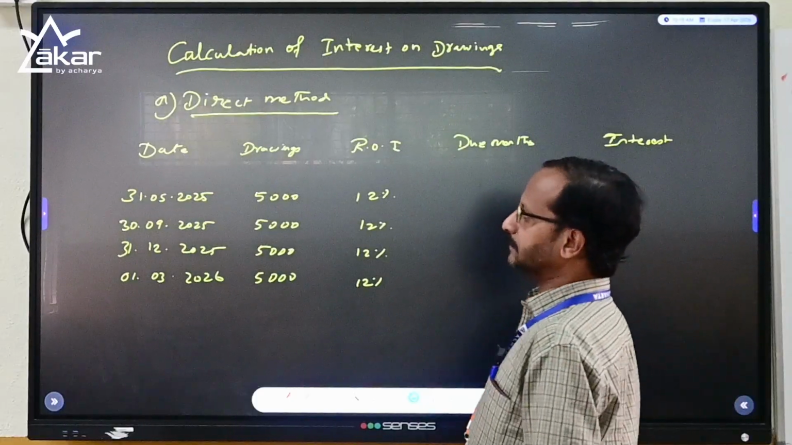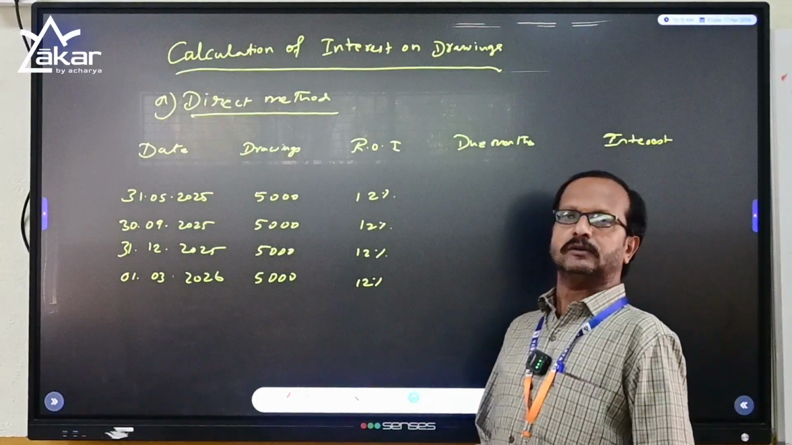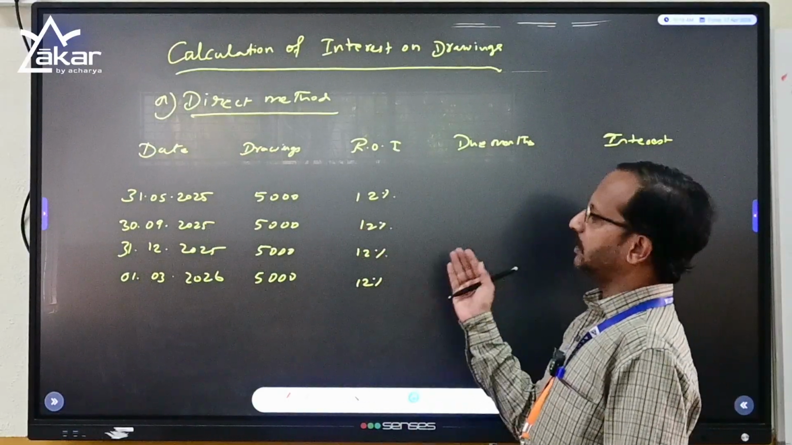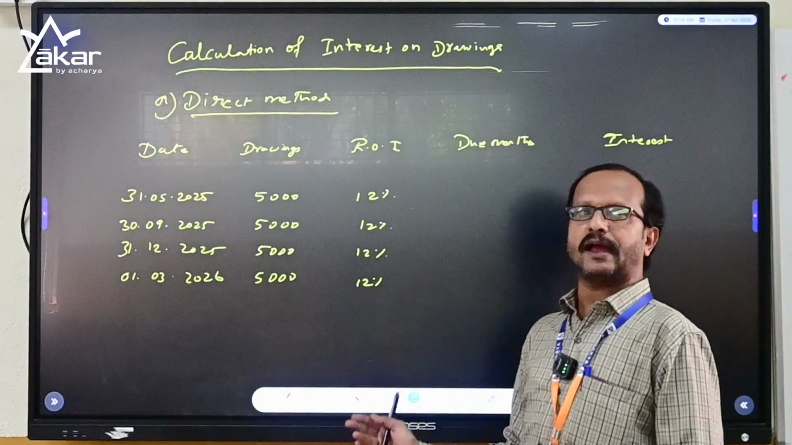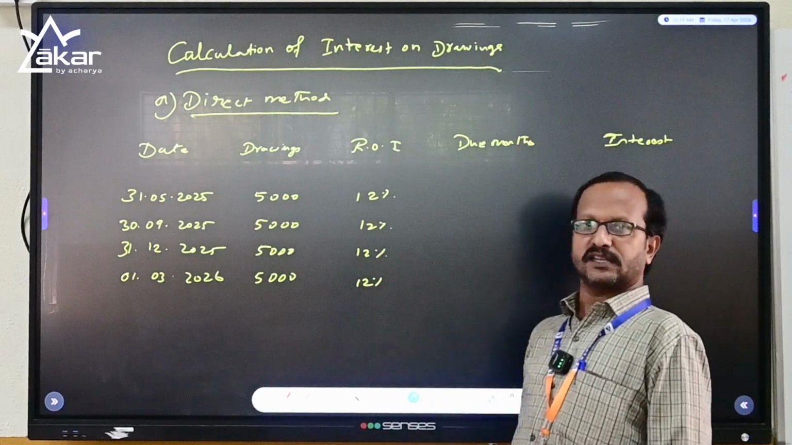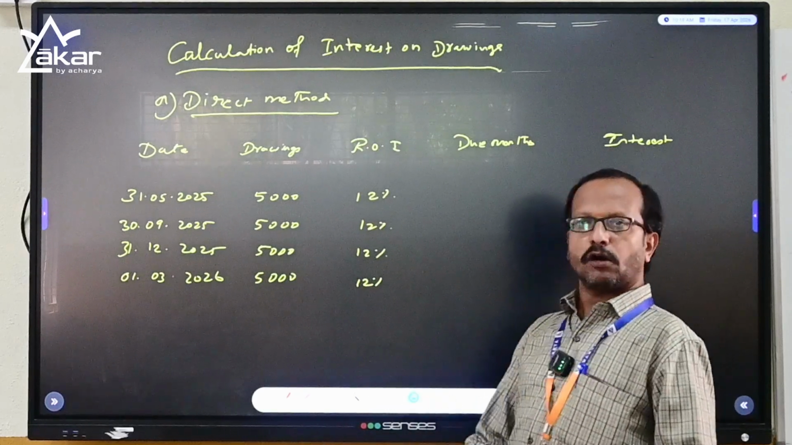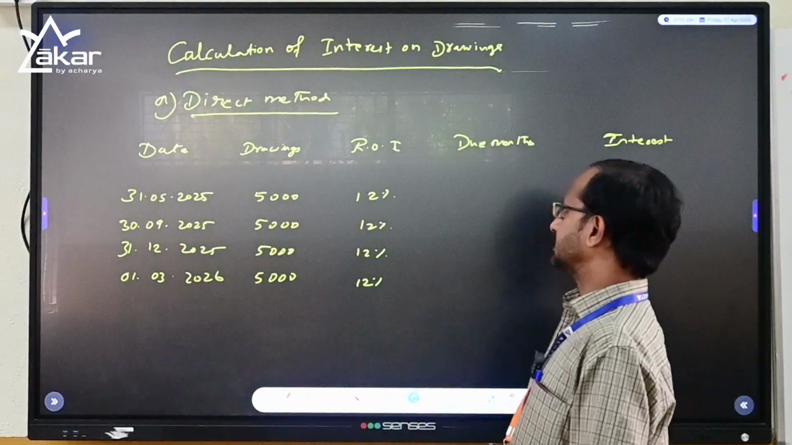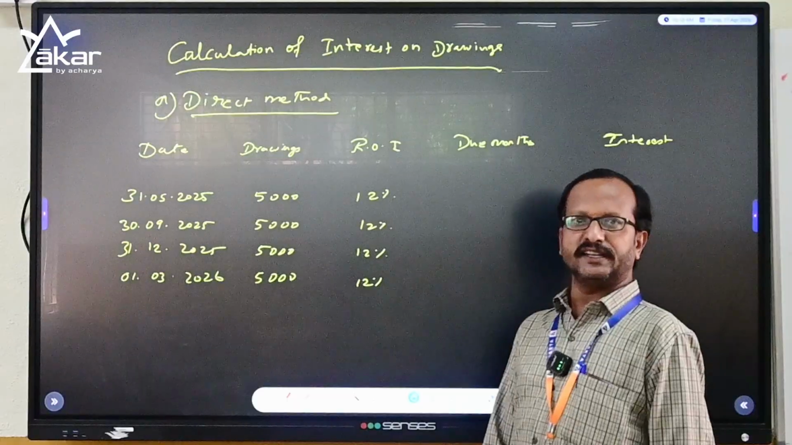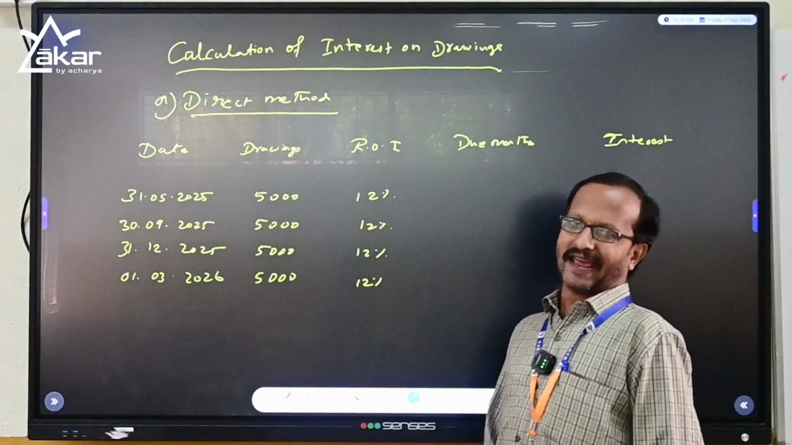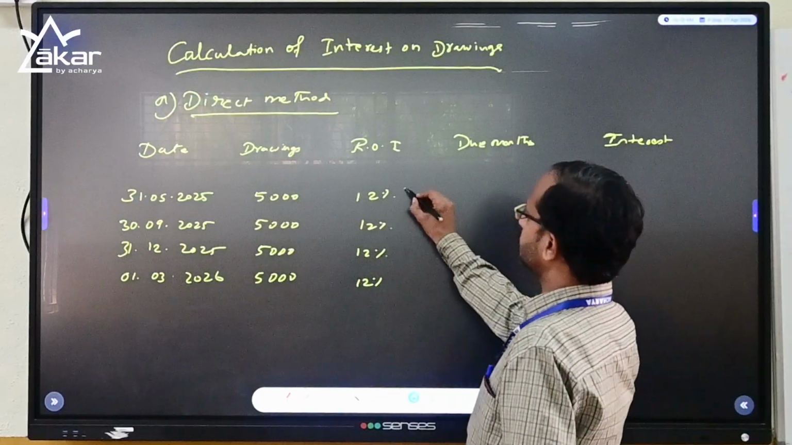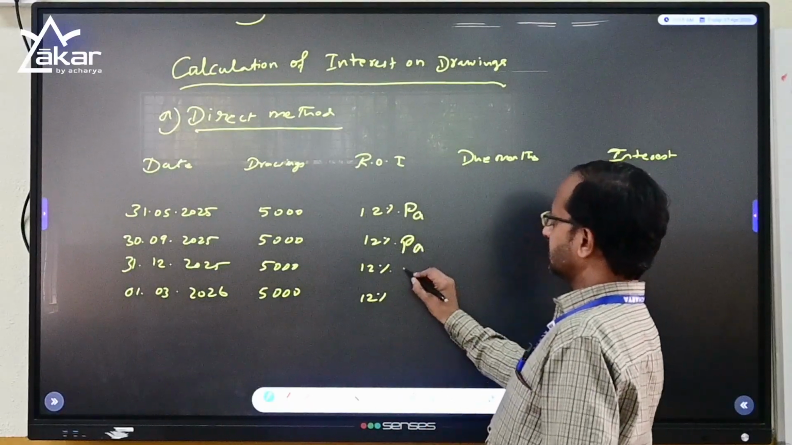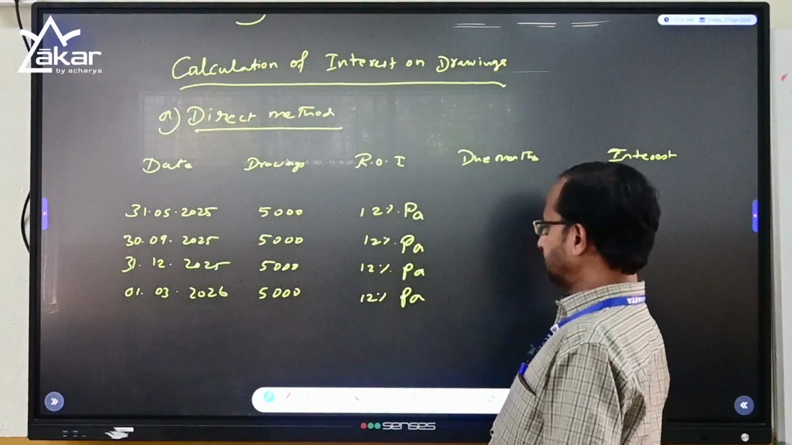See, there is a partner who has withdrawn 4 times in a particular year. That is, he has withdrawn on 31st May, 30th September, 31st December and 1st March of the next financial year. He has withdrawn an equal amount of 5,000 each time, 4 times. As per the agreement, it is charged at 12% per annum. Please do remember, the 12% is per annum, the yearly interest rate which he has to pay.